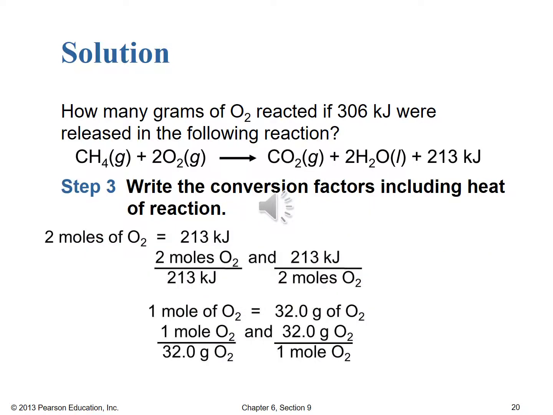And by looking at that reaction, we find that 2 moles of O2 yields 213 kilojoules of heat as it reacts. And therefore, we can have that conversion factor in either form with the moles up top or with the moles down below. We also know that 1 mole of O2 equals 32.0 grams of O2, right? 1 mole of O would be 16.0 grams. And so since we have O2, we now have twice that amount, and we can use that relationship as a conversion factor in either form as well.